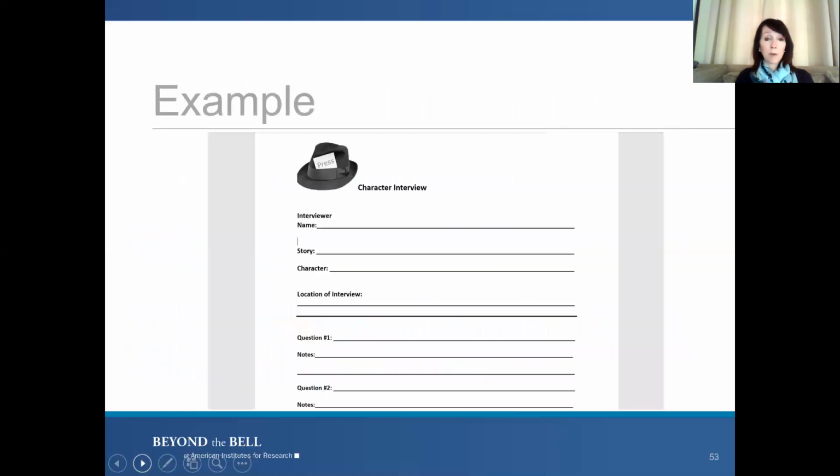And here I'm providing you with the template, the character interview template. There's room for the interviewer name, the story, the character, the location of the interview. Why is that important? Well, I was working with a group of after school practitioners, and they were actually interviewing fairy tale characters. And someone was interviewing Cinderella. And it really makes a difference whether you're interviewing her as she's entering the ball or leaving the ball or cleaning out ashes from the fireplace. So it's helpful to have that location indicated.